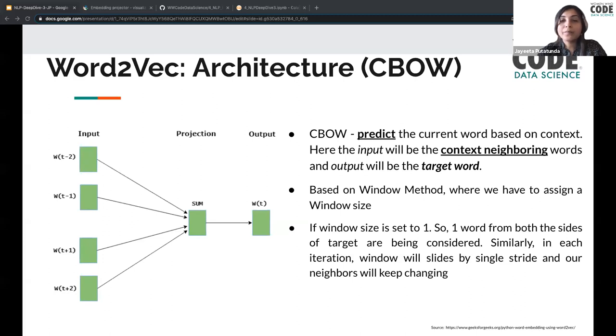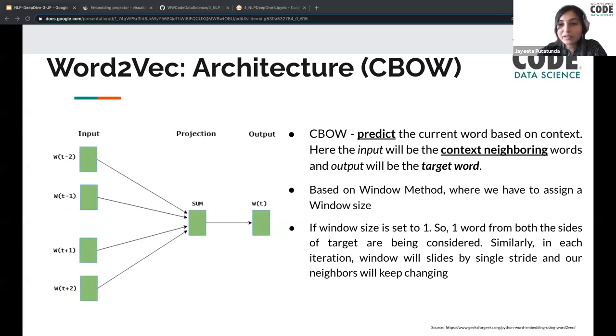which is trying to predict. So continuous bag of words predicts the current word given the contextual words within a specific window. So the input layer here contains all the context words. Like you see weight of T minus two, where T is the final target word that we want to map. But what we are doing here in the input is mapping the previous two words, T minus one and T minus two, for that target word, and also the next two words after the target word, which is T plus one and T plus two.